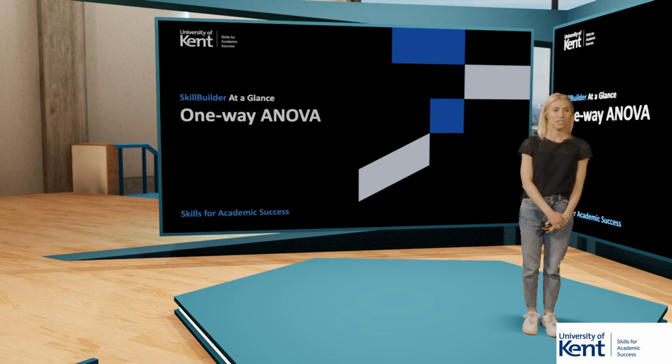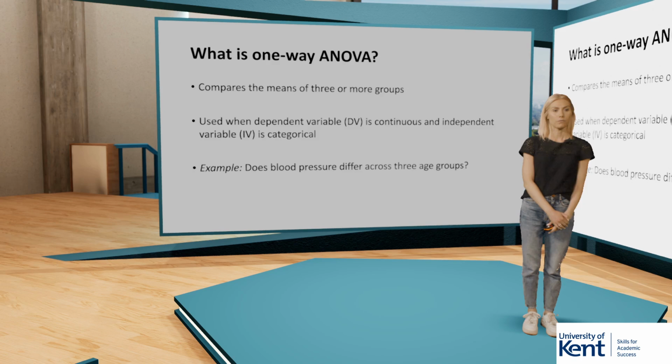Welcome to this Skill Builder at a Glance tutorial on one-way ANOVA. One-way ANOVA, or analysis of variance, helps us compare the means of 3 or more groups. It's like a t-test for more than 2 groups. We use it when we have a continuous outcome, our dependent variable, and a categorical independent variable, like group type or treatment condition.